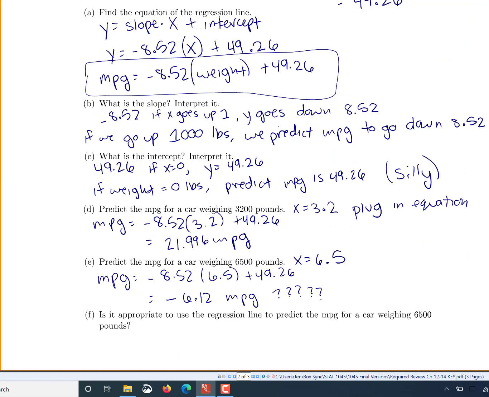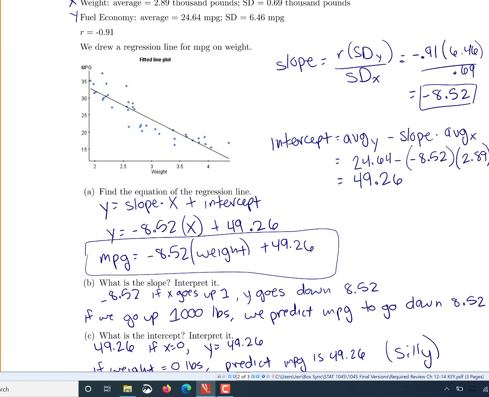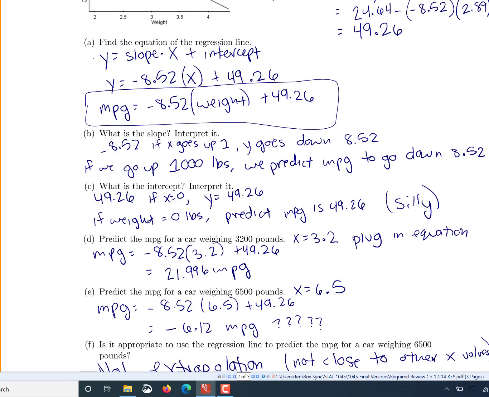So that's why I put in part F here. Is it appropriate to use the regression line to predict the miles per gallon for that car weighing 6,500 pounds? And the answer would be no, it's extrapolation. It's not close to our other x values. So you can only use the regression line close to your other x values, so somewhere close to like 2 to 4.5. That's the only time when we can guarantee it's going to give you accurate results.